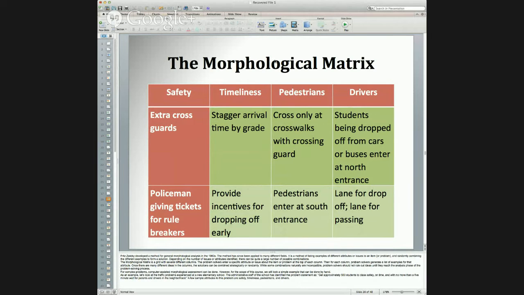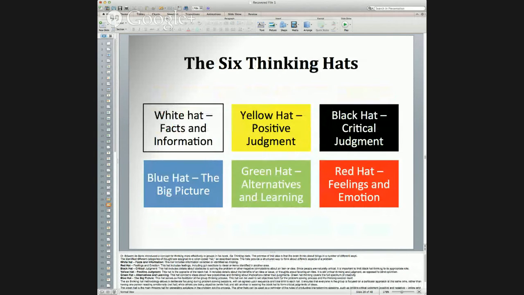Then we will move into the six thinking hats, and I'm sure you've heard of this before. Dr. Edward de Bono introduced a concept for thinking more effectively in groups in his book, Six Thinking Hats. The premise of this idea is that the brain thinks about things in a number of different ways. The identified different categories of thought are assigned to a color-coded hat, as described. The hats provide a structured way to think about different aspects of a problem.